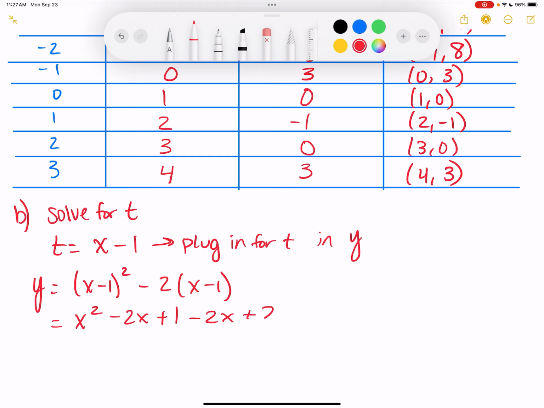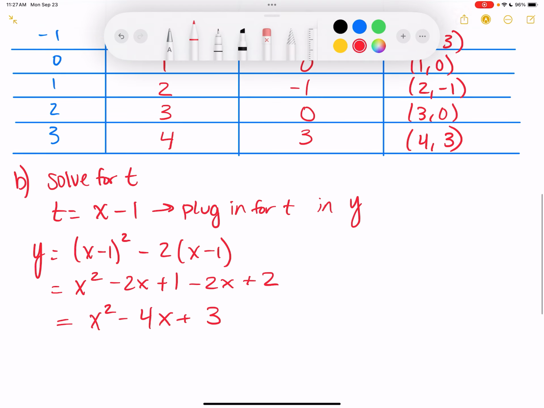Plus 2. Combine like terms, and I get x squared minus 4x plus 3. Is this a function? Does it pass the vertical line test? Yes, because what shape is this? A parabola. So yes, y is a function of x. So that's part B.